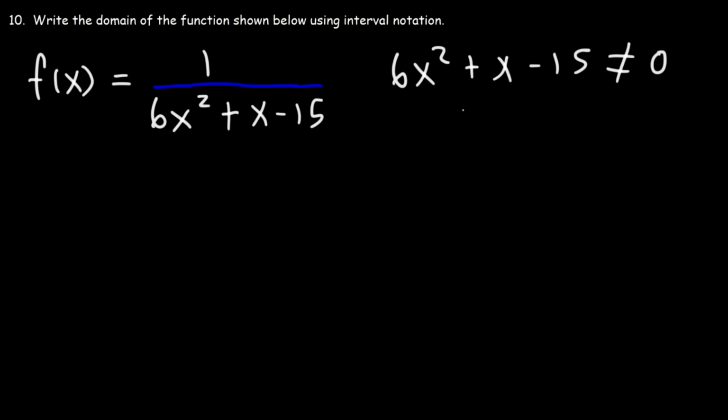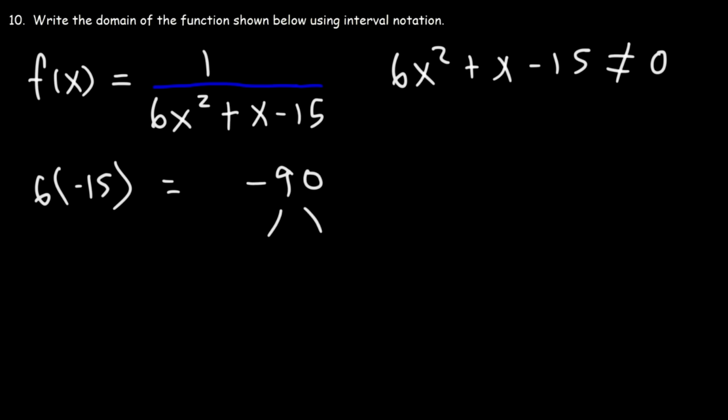So how do we find the x values that will cause it to be 0? Well, we need to factor this trinomial. Earlier in the video, we factored a trinomial where the leading coefficient is 1. This time it's not 1. So there's going to be a little bit more work that we have to do here. What we need to do is multiply the leading coefficient by the constant term. And so 6 times negative 15, that's going to be negative 90. Now we need to find two numbers that multiply to negative 90 but add to 1.